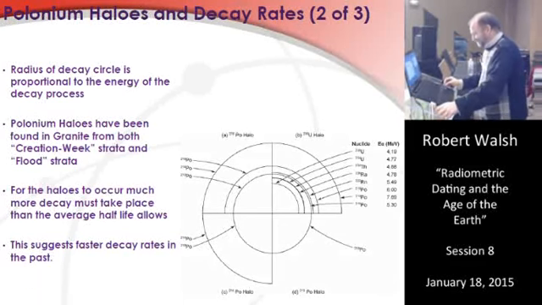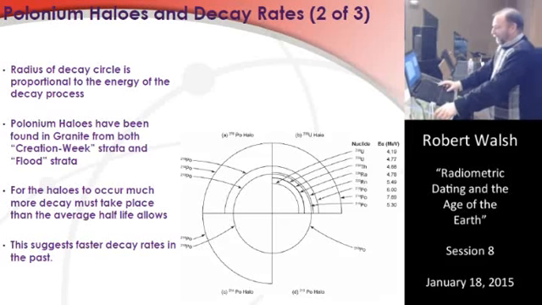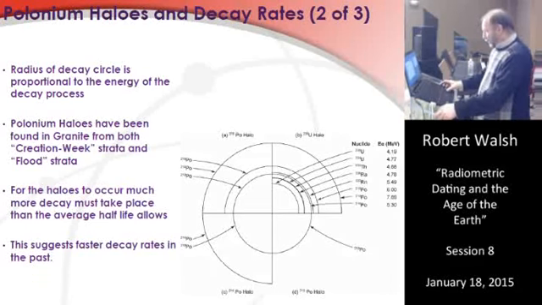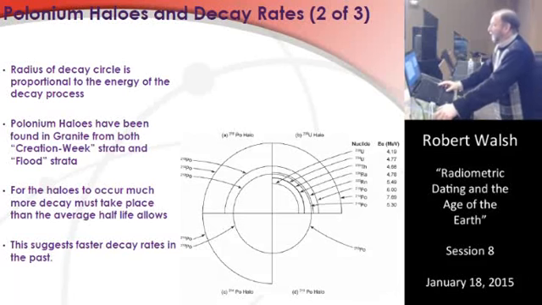However, polonium halos have been found in granite from both creation week strata and flood strata. Now think about the implications of that. That means that the decay rate of polonium had to accelerate during the flood. And this is what the guys are working on right now at the RATE group.